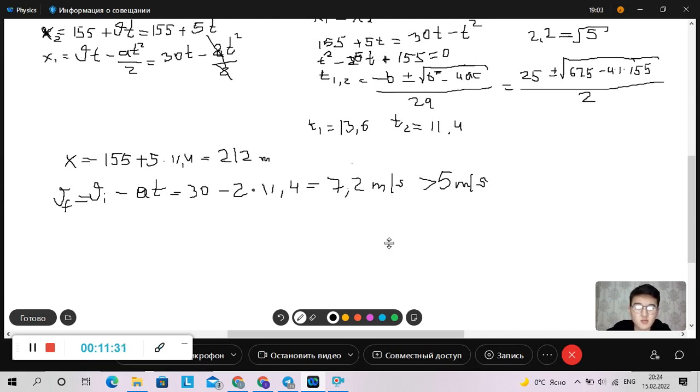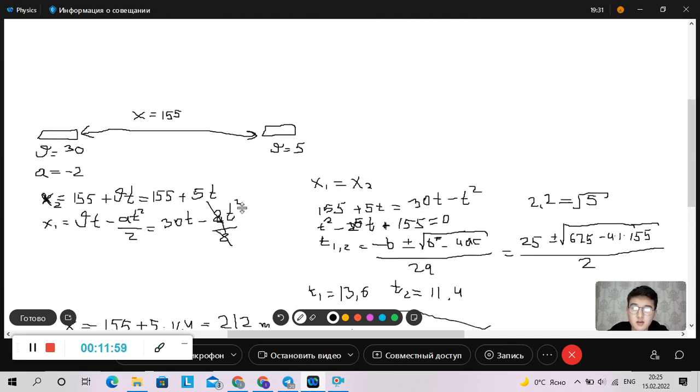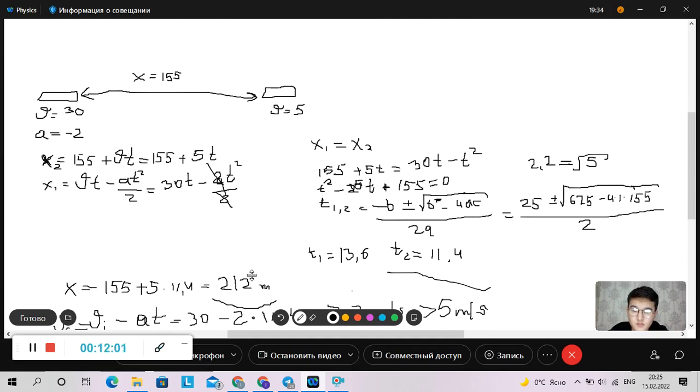Collision, yes, there will be a collision. The collision occurs at time 11.4 seconds, and this collision occurs at 212 meters. Okay, this is the answer: the time, and this is the distance.